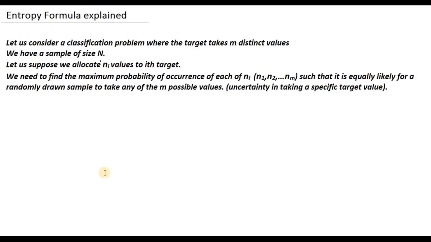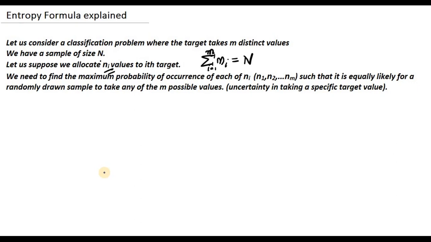Since we have a sample of size n, we will bifurcate the n values into small chunks of size ni, and ni is the frequency of the ith class occurring in the data. In quantifiable terms, we can say that the summation of ni is equivalent to n, where i refers to the number of classes. i could be from 1 to m.